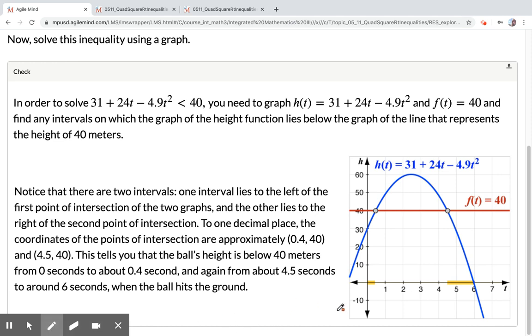Then that's where it's going to be less than 40. So I'm going to say, and it's not an x this time, it's t, right? So I'm going to say, all right, it's cool.